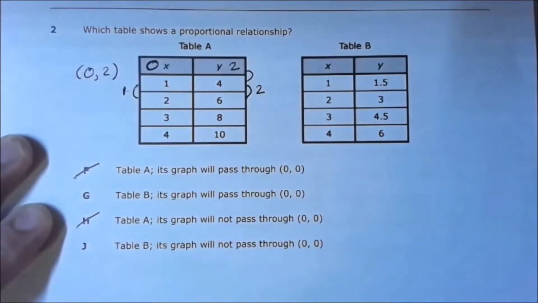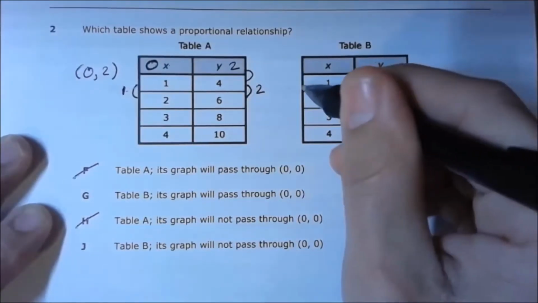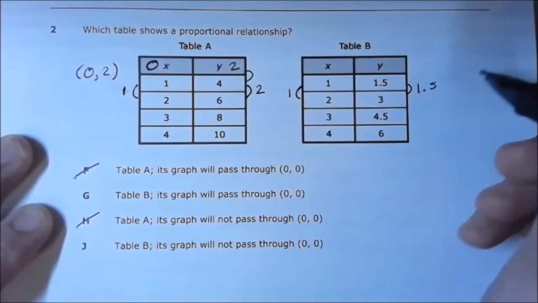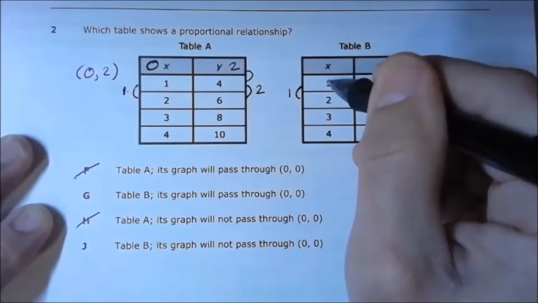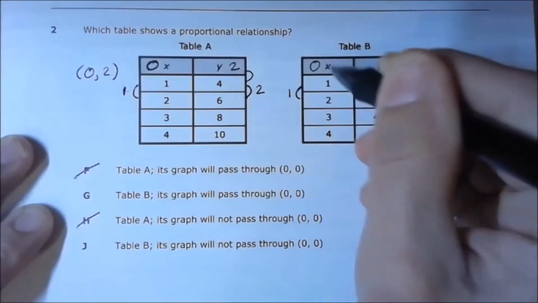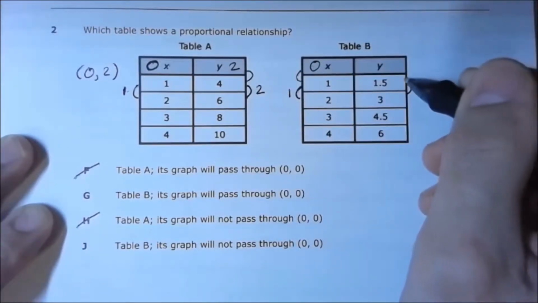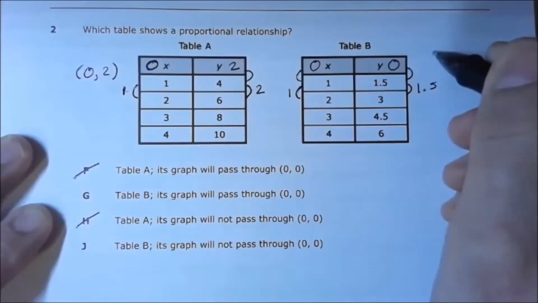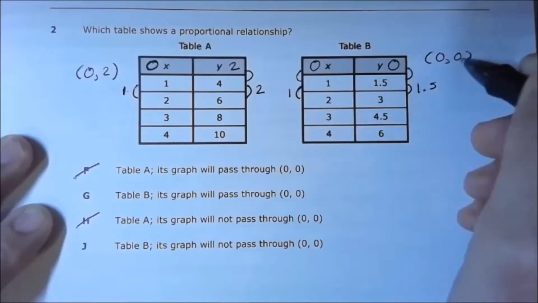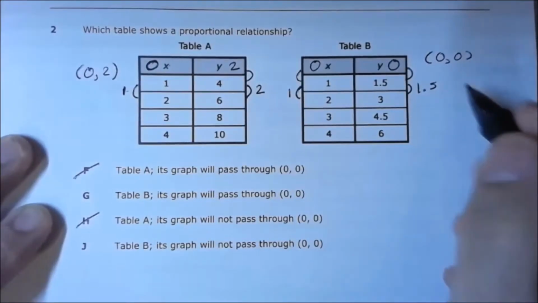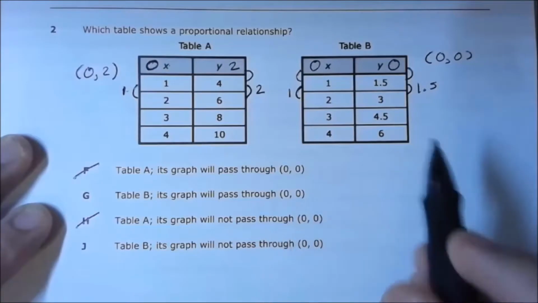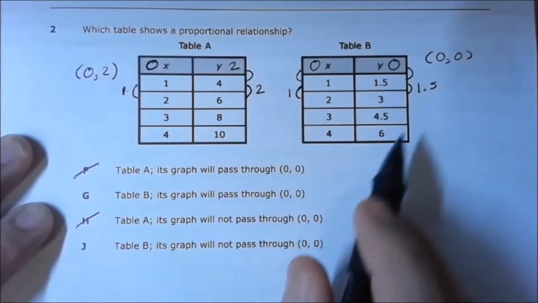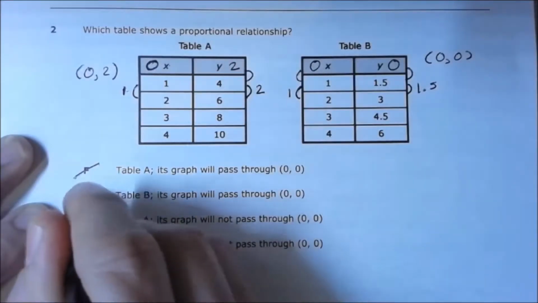Now that's one thing you could have done. Then if you check this one, you would have said, okay, there's a change of 1 right here and a change of 1.5 here. And if we work backwards, if I subtract 1 from 1, that gives me 0, so I went back 1. And if I go back 1.5, which is the change over here, that gets me to 0. So my y-intercept for this one is (0, 0), which means it is proportional. So we know that the answer has to be G. So the table is B, and its graph will pass through (0, 0). We've proven that. So this is one way you can do it.